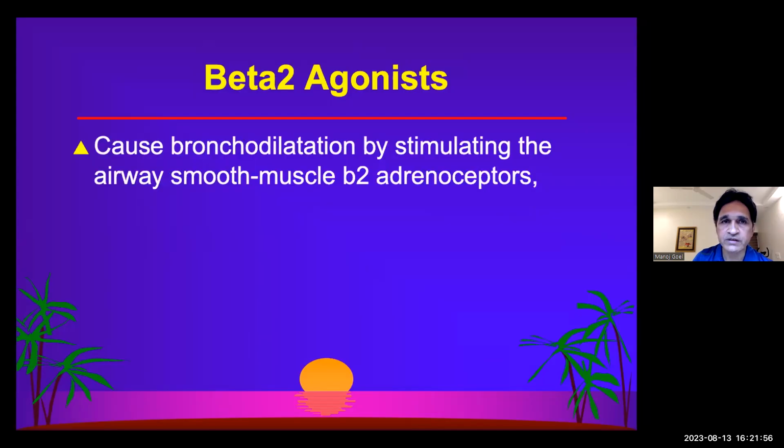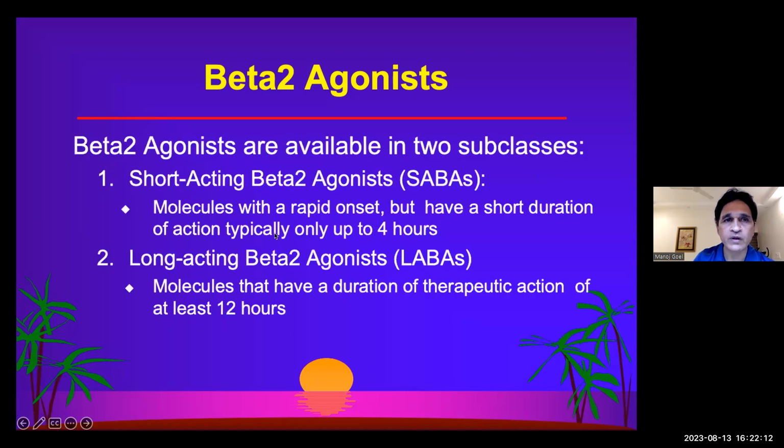So first, about the Beta2 agonists. The Beta2 agonists cause bronchodilation by stimulating the airway smooth muscle Beta2 adrenoceptor. So they stimulate the Beta2 adrenoceptor in the smooth muscle of the bronchial tree and cause bronchial muscle relaxation and bronchodilation. Beta2 agonists are classified into two subclasses based on their duration of action. The short-acting Beta2 agonists, commonly known as SABAs, are molecules with rapid onset but a short duration of action, typically only up to 4 hours. So they are used basically for relief of symptoms, as reliever therapy or rescue therapy. That is their main goal.